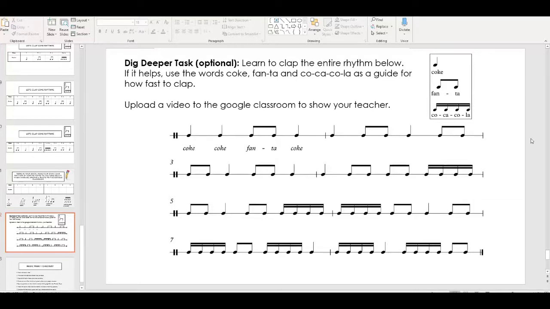I'm going to demonstrate the rhythm now and then move on to the checklist for this week in music. Okay, here we go from the beginning. 1, 2, 3, 4. Coke, Coke, Fanta, Coke. Coke, Fanta, Coke. Fanta, Fanta, Coke. Fanta, Coke. Coke, Fanta, Fanta, Coca-Cola, Fanta, Coke. Fanta, Coca-Cola, Coca-Cola, Fanta, Coke. Fanta, Coca-Cola, Fanta, Coca-Cola, Coke. Coca-Cola, Coke. Coca-Cola, Fanta. Great. So you should have something like that if you play it properly.